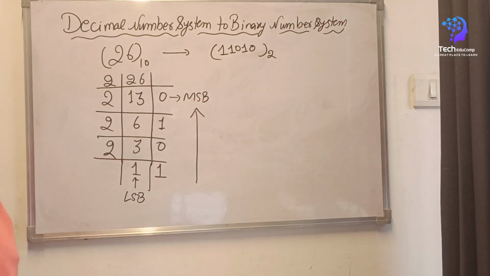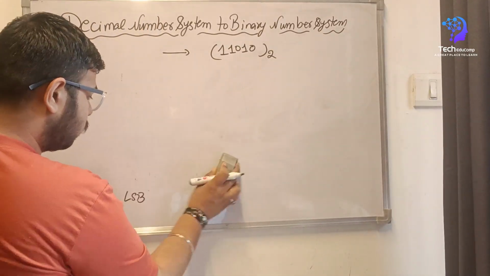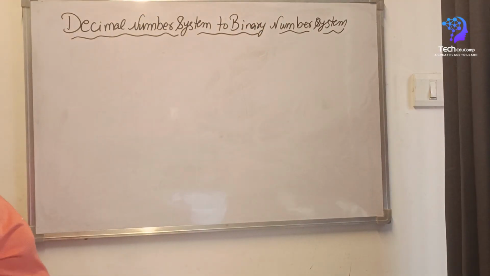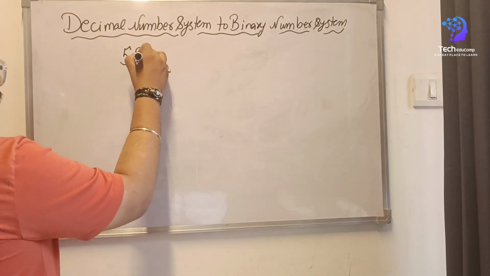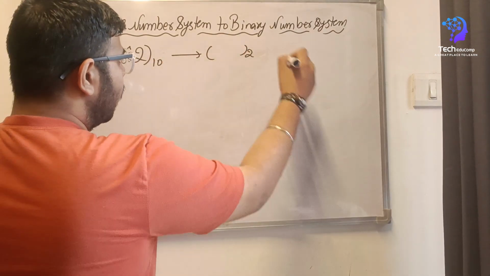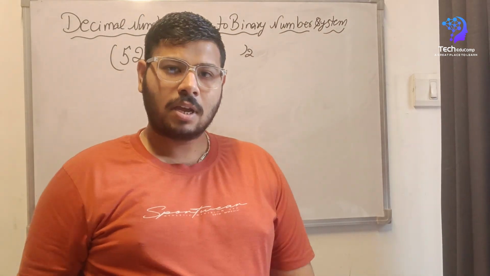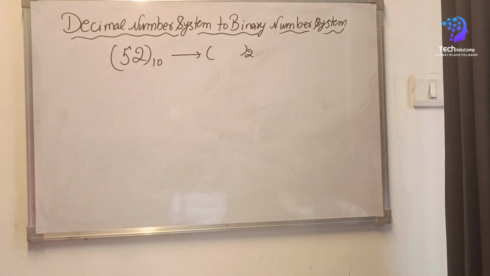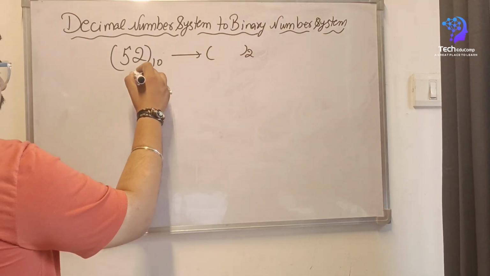Now let's try one more. Let's try a bigger number. You have 52. Now you have to convert it to binary. So how will we do it? Just pause the video and do it. Okay, I hope you have done it. So how will we do it? Same method.